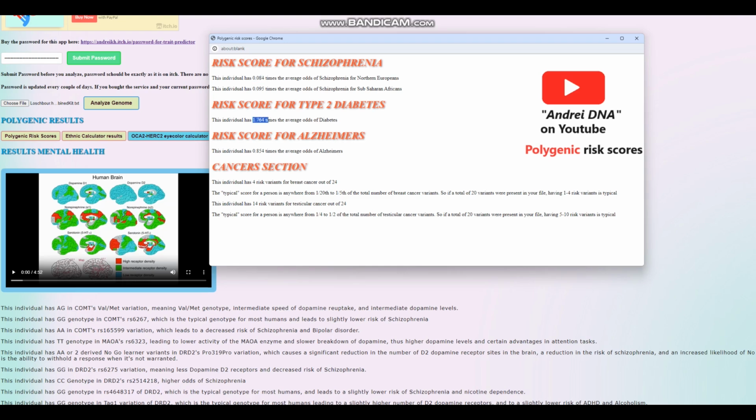He's got above average odds of type 2 diabetes, and he's got pretty much average, maybe slightly below average odds of Alzheimer's. For the cancer section, he's got 4 risk variants for breast cancer out of 24, which is kind of typical, kind of average. And he's got 14 risk variants for testicular cancer out of 24, which is also kind of typical, kind of average, maybe slightly above average, but not to the point where it would be concerning or anything.